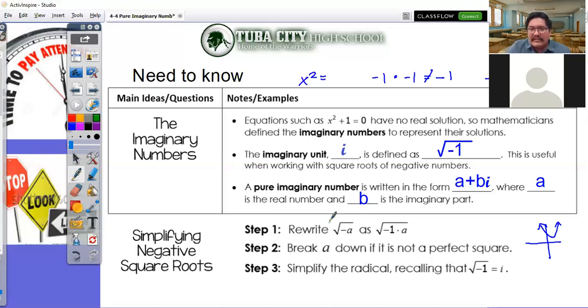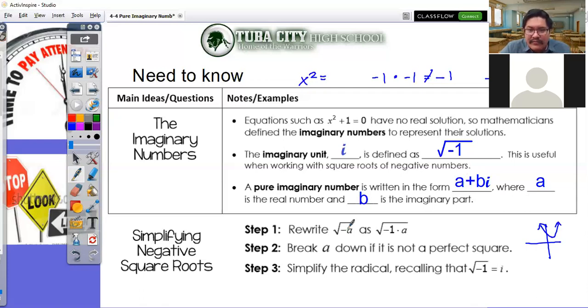So pure imaginary numbers can be written like this: a plus bi, where a is a real number and b is the imaginary part. So this one has two parts, a real part and an imaginary part. And again, imaginary is not a really good term for this, but sometimes it is like that. So what we would need to do to simplify a negative root. This is the part you should probably pay more attention to.